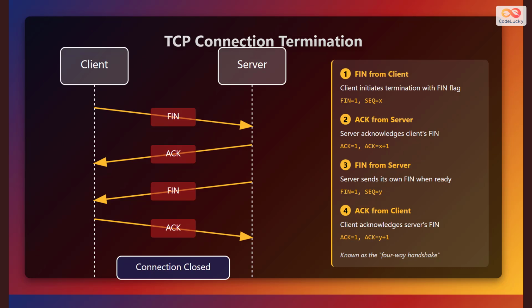Thirdly, the server sends its own FIN packet to the client, indicating it is ready to close the connection, represented as FIN equals 1, SEQ equals Y. Finally, the client acknowledges the server's FIN packet with an ACK packet, completing the termination process, represented as ACK equals 1, ACK equals Y plus 1. This process is also known as the four-way handshake.